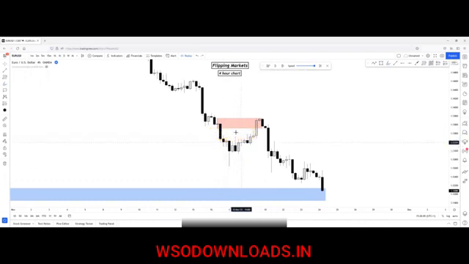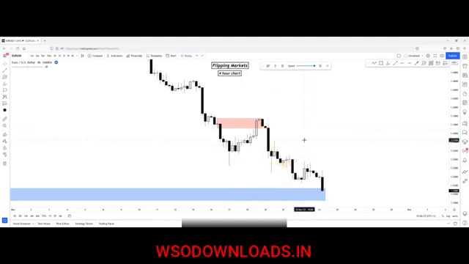This area needs to be filled. Price has a great chance to go back up to this supply zone, react on this supply zone, and continue the bearish trend. This is exactly what happened because price reacted on this supply zone, broke structure to the downside here. It's a break of structure and created another inefficient movement.